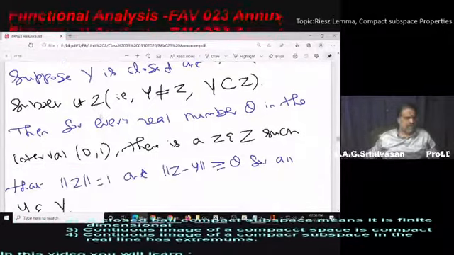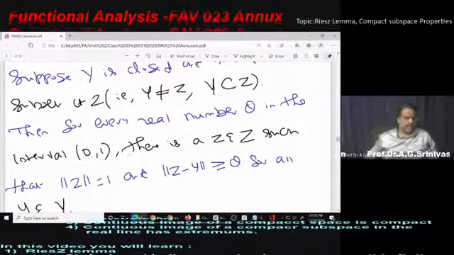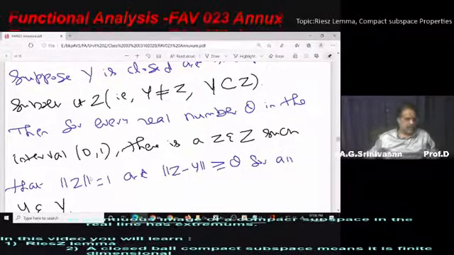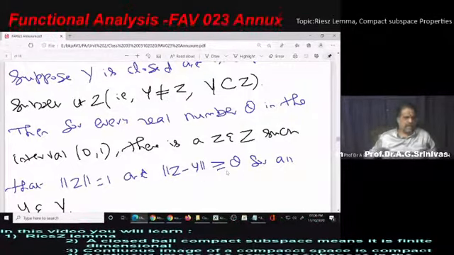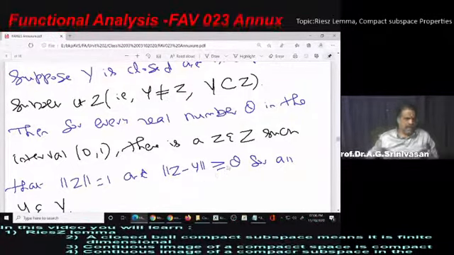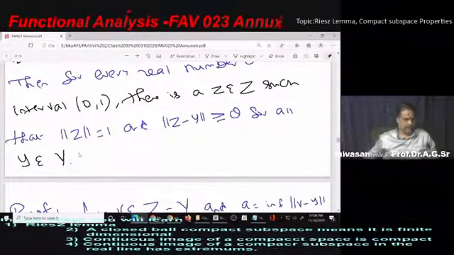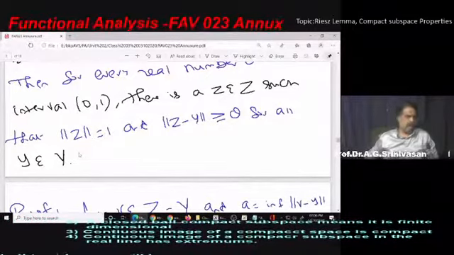Then for every real number theta in the interval 0 to 1, there is a z in Z such that norm z equal to 1 and norm z minus y greater or equal to theta. This is going to happen for every y belonging to Y. Now, how do you prove this? It's very easy. Let's prove it now.